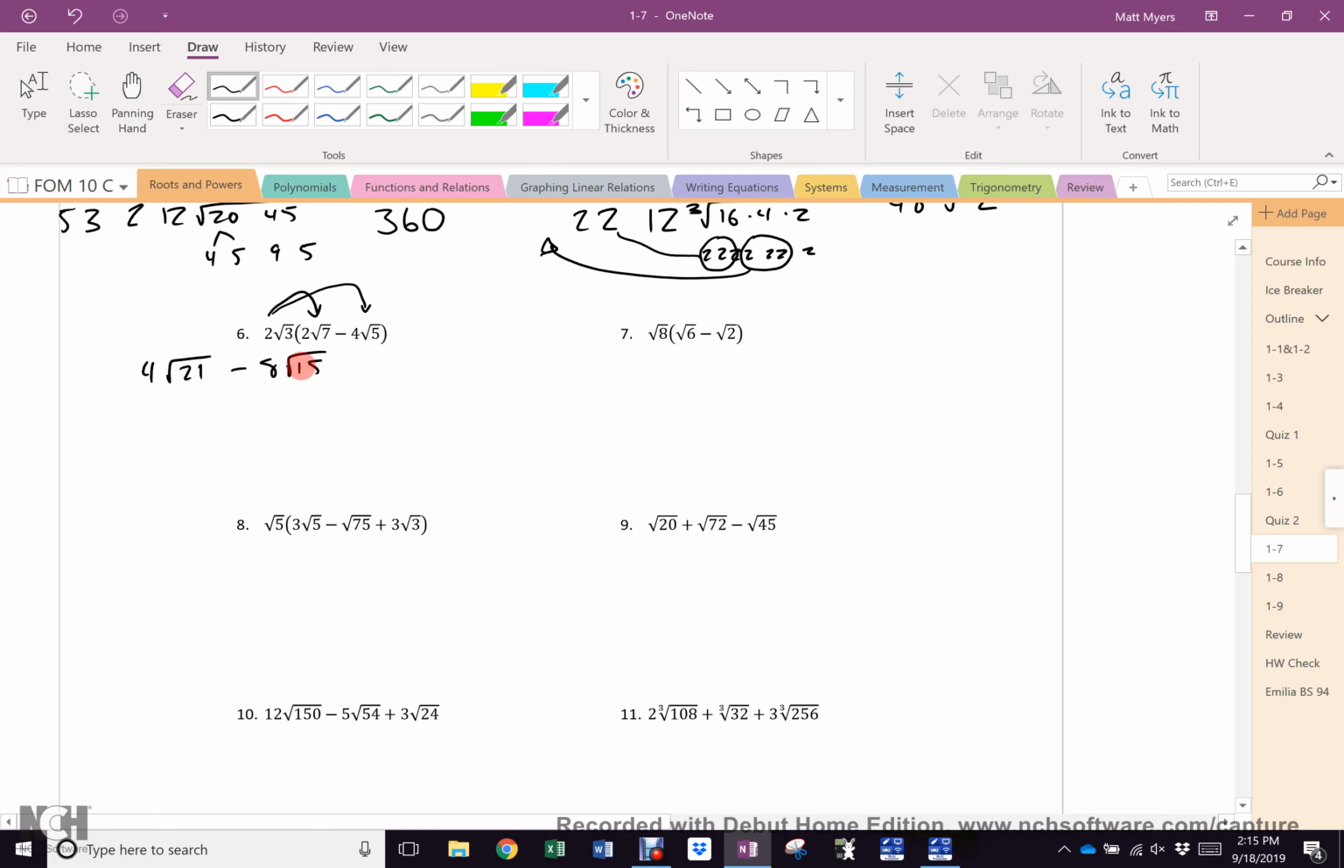Do either of them get any simpler? No. And they're different, so can I do 4 minus 8? No. That is done.